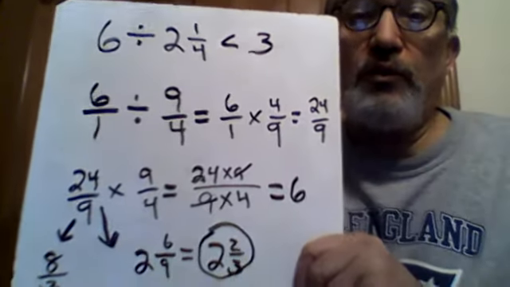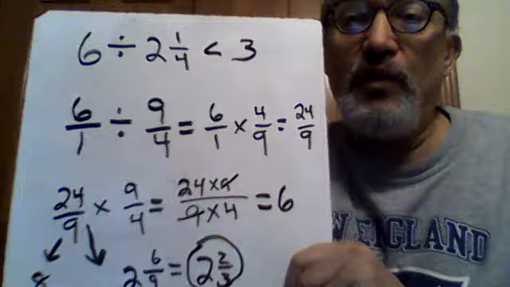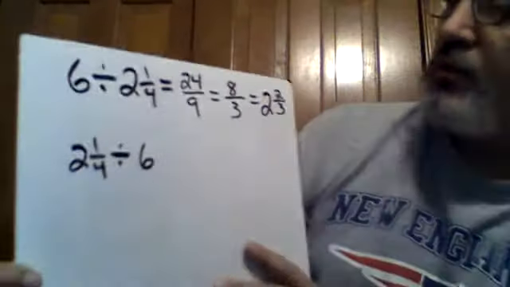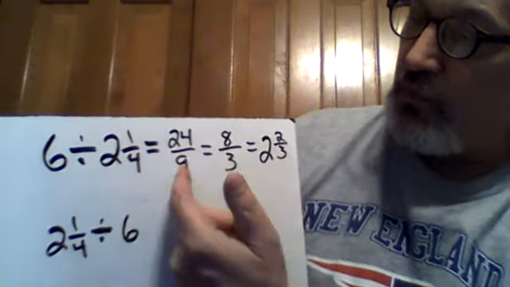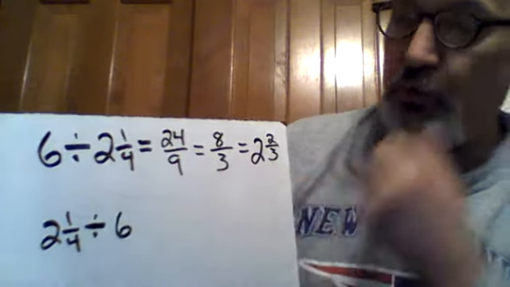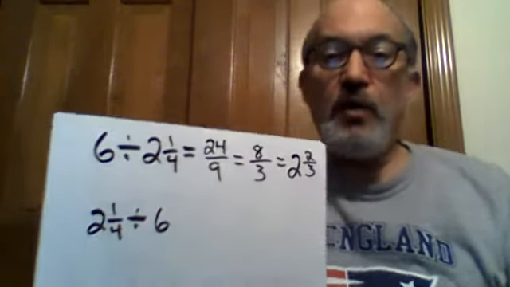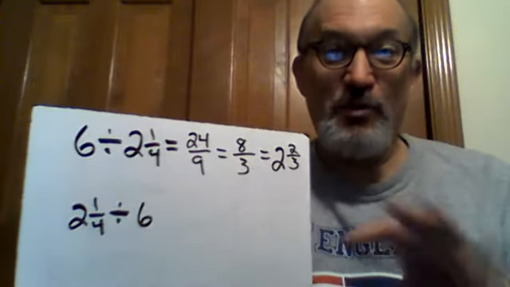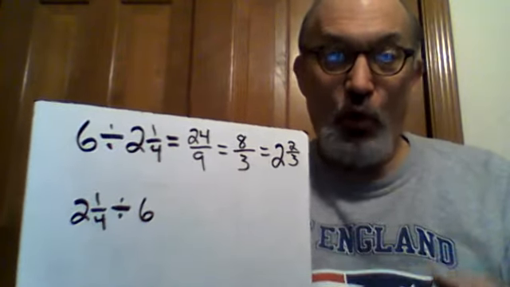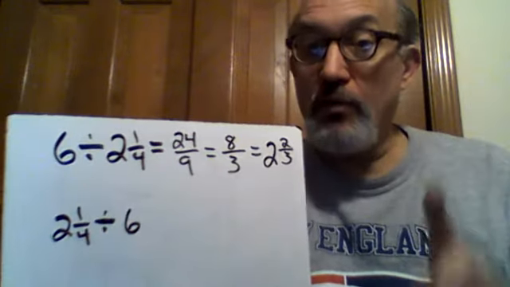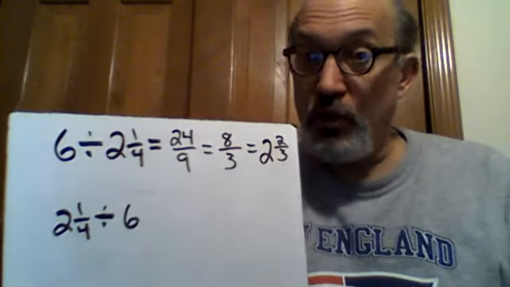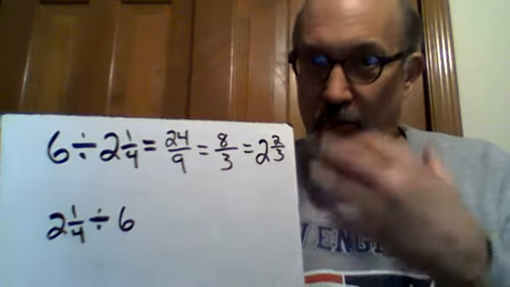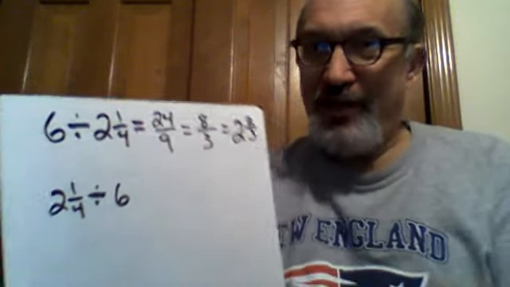So now we'll consider the other division. We just did 6 divided by 2 1/4, got 24/9, or 8/3, or 2 2/3. Now we will consider 2 and 1/4 divided by 6. And notice what I've done here is reversed the order of the division. Division is not commutative. If you change the order in a division, you're going to get a different answer. But there's a relationship between the two answers, which we will look at the very end.